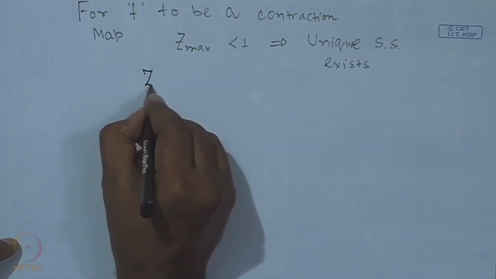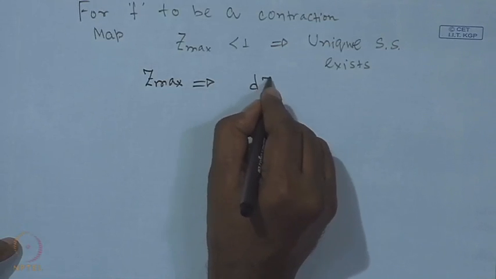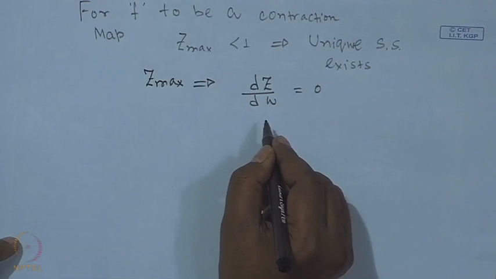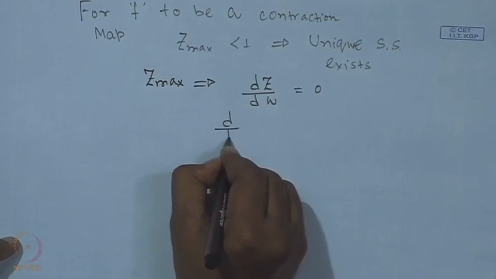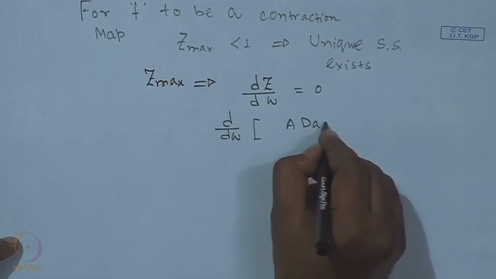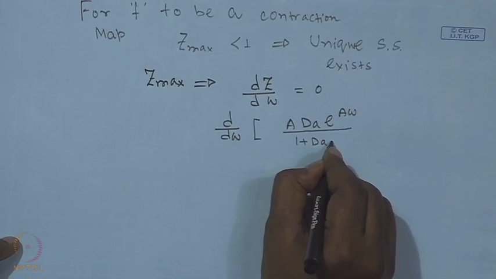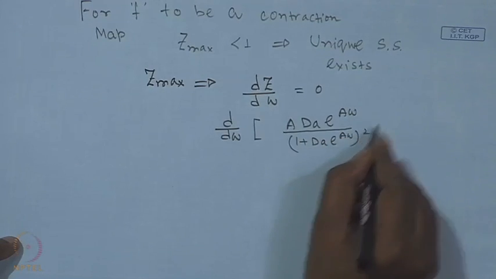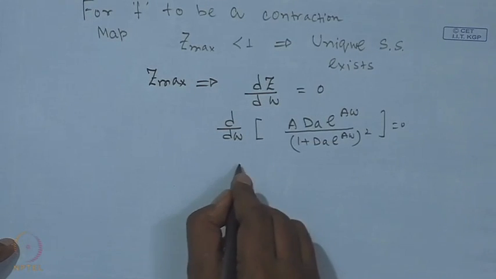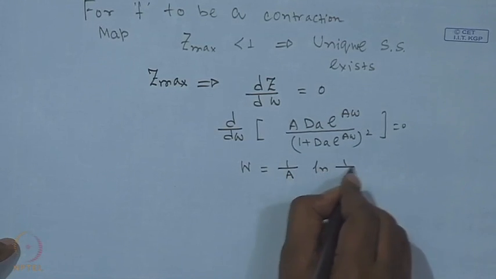Now, let us find out how z max needs to be calculated. Z max will be calculated if we write dz dw equal to 0. If we write dz dw equal to 0, that means z is equal to a dA e to the power aw divided by 1 plus dA e to the power aw, squared, and that should be equal to 0. If you solve this equation, you will find that the maximum value occurs at w equal to 1 over a ln 1 over dA.